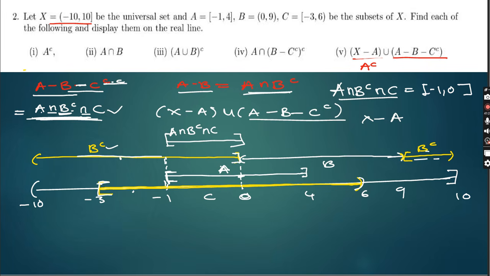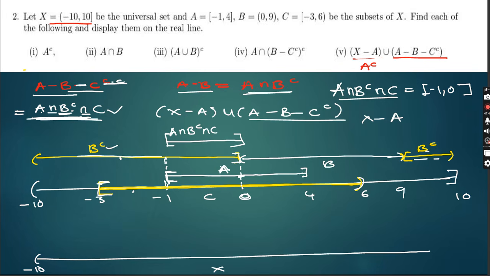Let's do this, guys. We are drawing the line of our universal set as usual. The universal set is running from negative 10 all the way to where our 10 is.